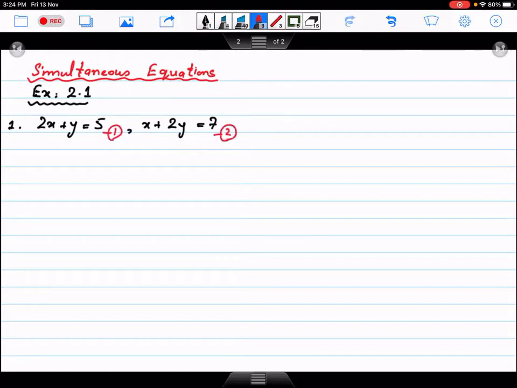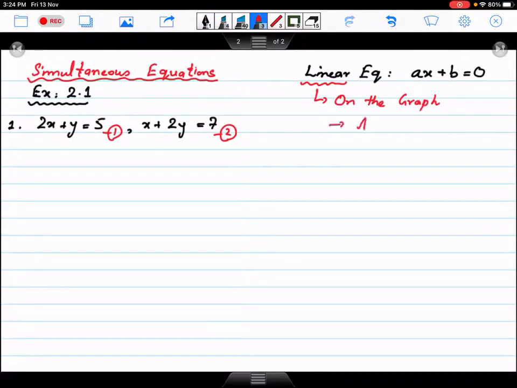First of all, listen, what are linear equations? Basically, linear equations are in the form of ax plus b is equal to 0. What does this linear mean? Basically, on the graph, it will represent a straight line. That's why we call it the linear equation. We call it a linear equation because on the graph it will show a straight line. That's why it is known as a linear equation.